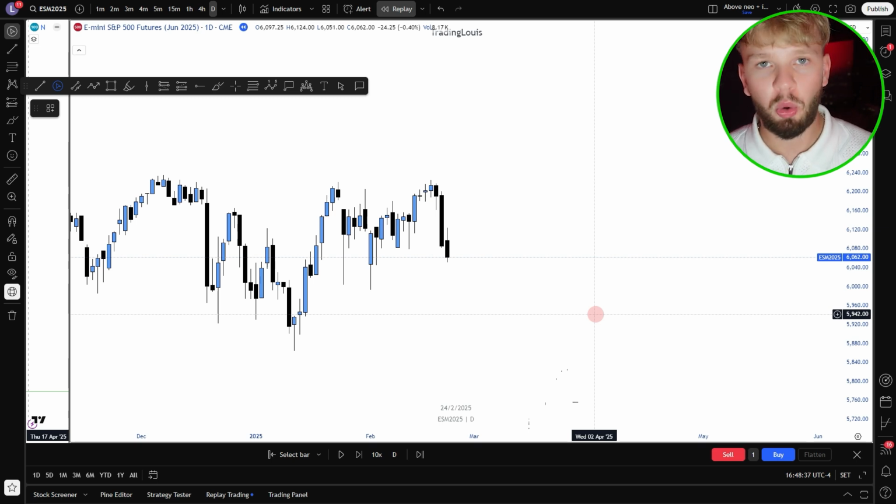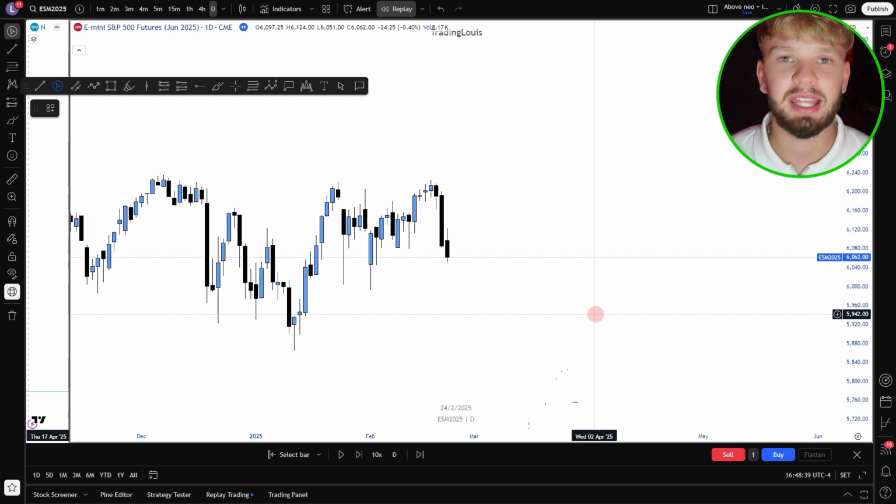Now remember, all a fair value gap is, is a 3 candle pattern formation where the first and the third candle don't touch, connect, or overlap whatsoever. So let me show you an example live in the chart.